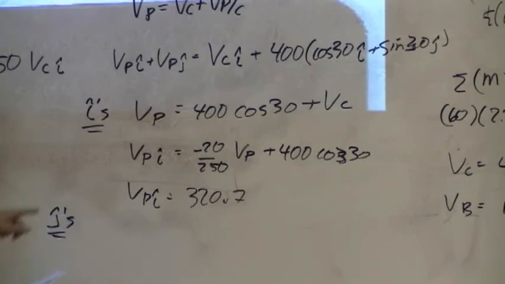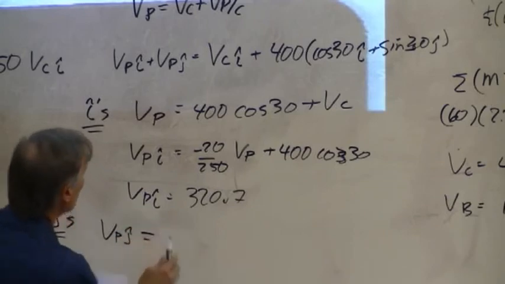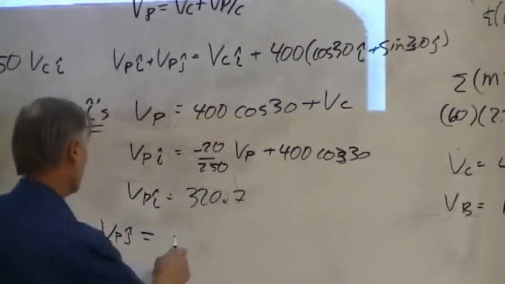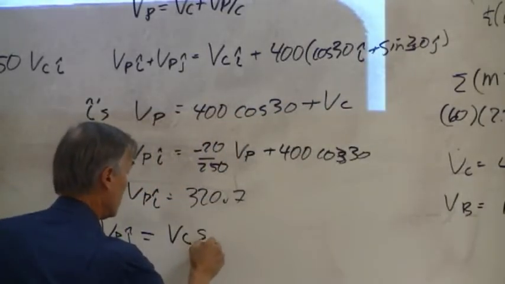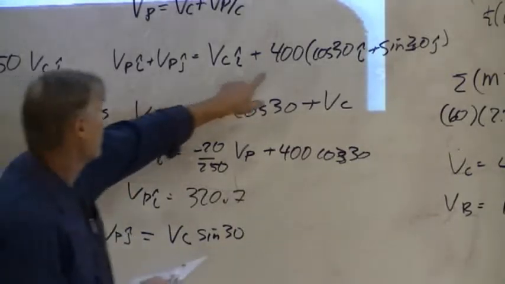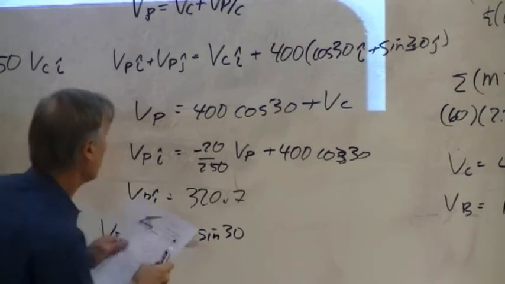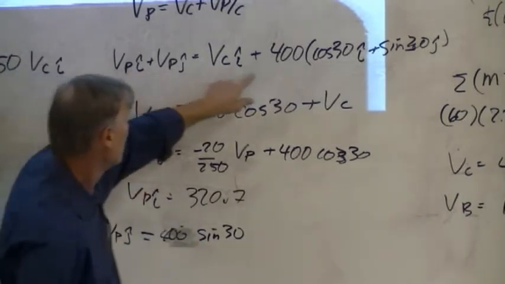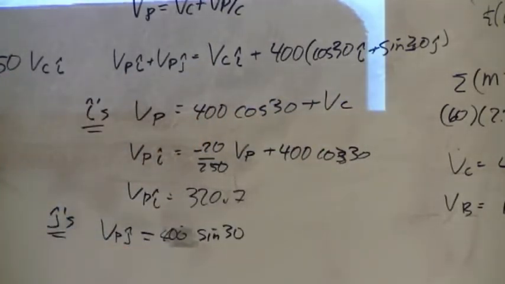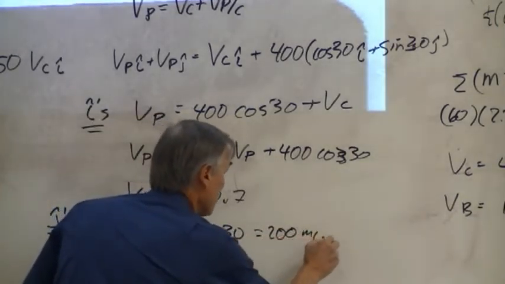All right. In the j direction, I got the velocity of the projectile in the j direction equals V of the cannon sine 30. Okay. I'm sorry. I should say 400 sine 30, not V of the cannon sine 30. 400 sine 30. Right? In the j direction, that one plus that one. So 400 sine 30 is that. And that's equal to 200 meters per second. All right.